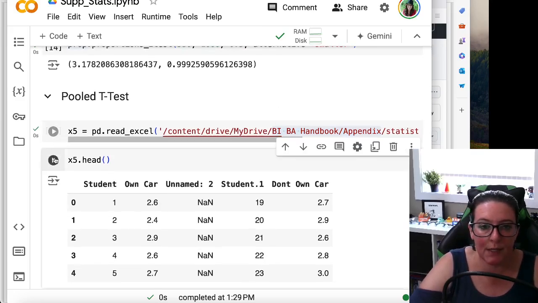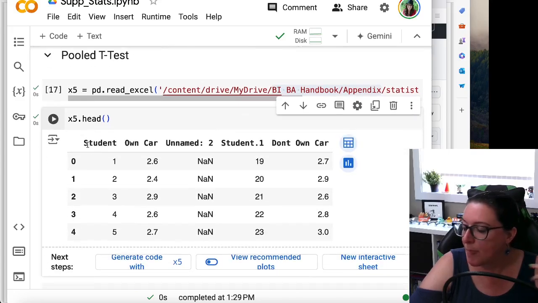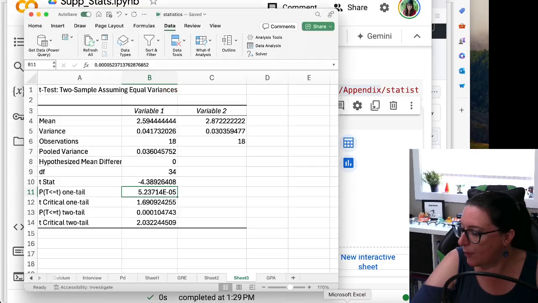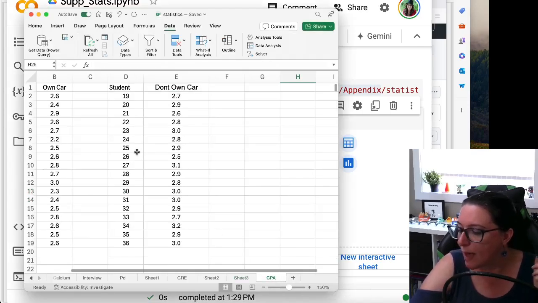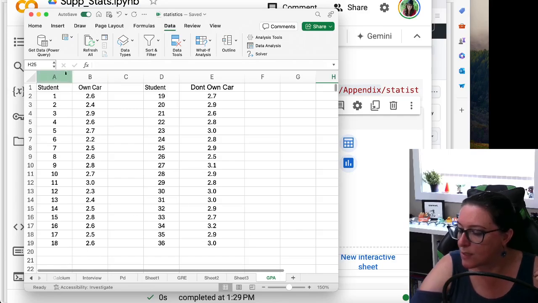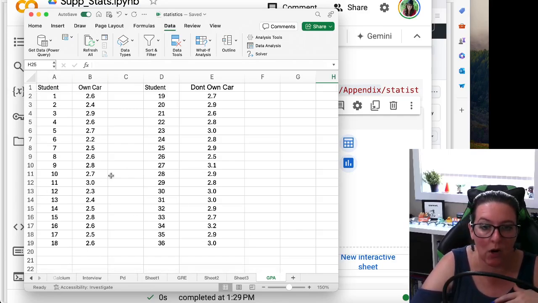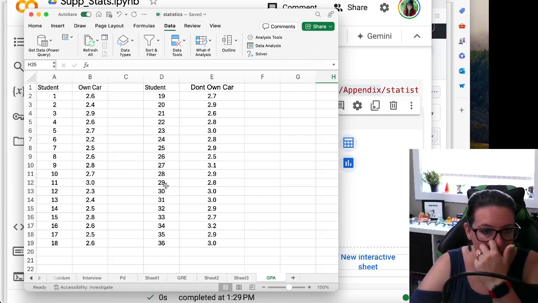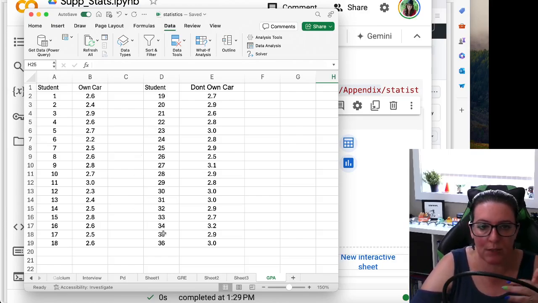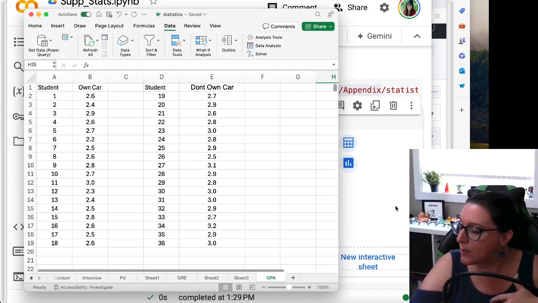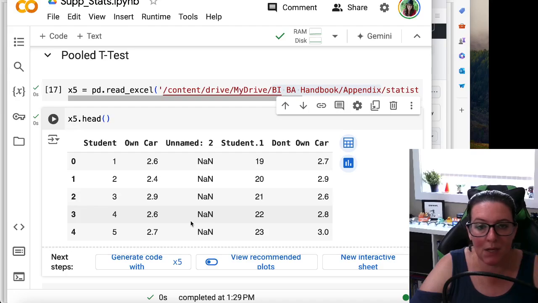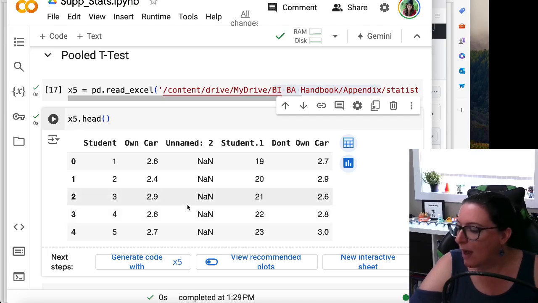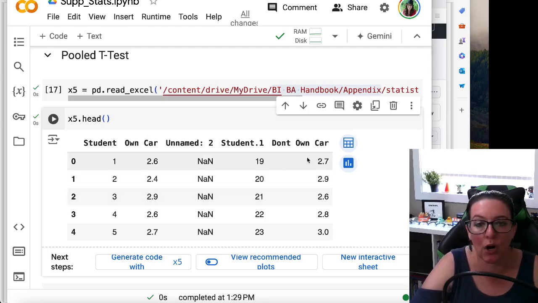Always a good idea to see what it looks like. This one, as you notice, the Excel that it was originally in was kind of weird because it has students 1 through 18 who own a car, then a column space, and then students 19 through 36 who don't own a car. So when I import it in, we get this empty column. We don't have to deal with that, simply because we're going to tell it to pull this column called own a car and this column called don't own a car.